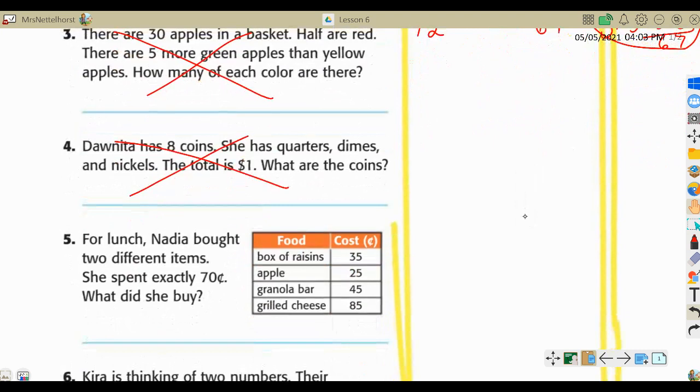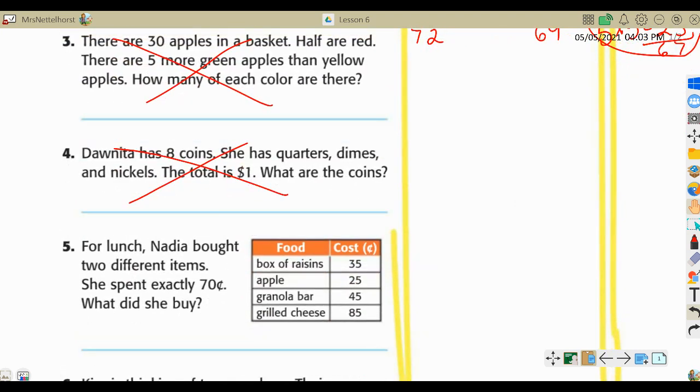For lunch, Nadia bought 2 different items. She spent exactly 70 cents. What did she buy? Okay, so I have to find 2 things that are worth 70 cents. Well, if I pick 2, I can't pick grilled cheese because that's too much. So I'm just going to start with strike-throughs. She can't have bought grilled cheese.